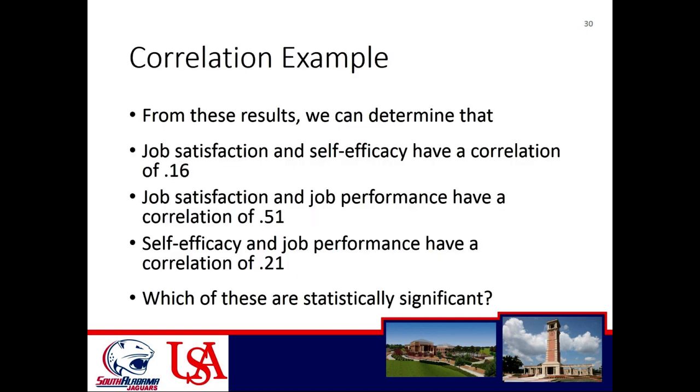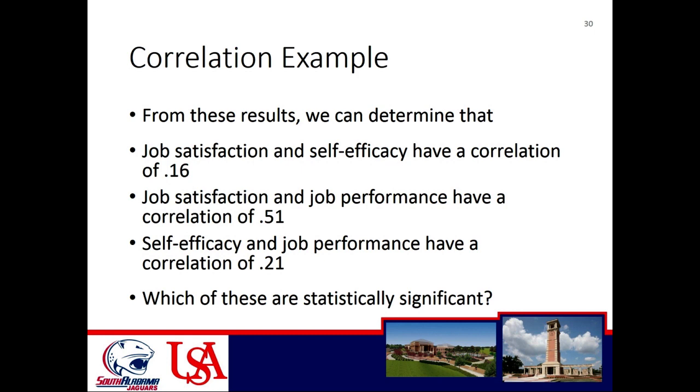So from these results, we can determine that job satisfaction and self-efficacy have a correlation of 0.16, job satisfaction and job performance have a correlation of 0.51, and self-efficacy and job performance have a correlation of 0.21. These would be your R statistics. These would be your test statistics. You would need to report these, and I will ask you for these on the homework. But which of these are statistically significant? As of right now, you cannot tell.